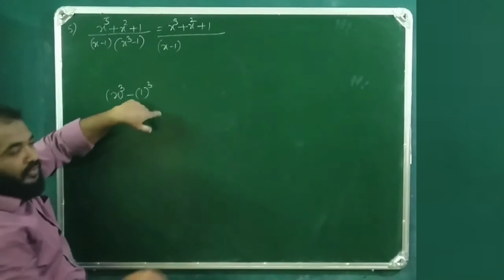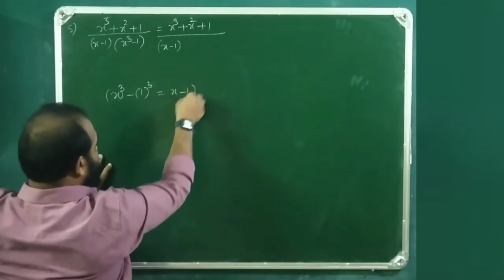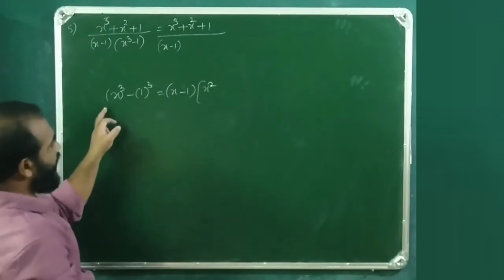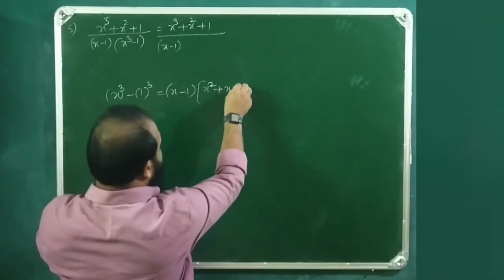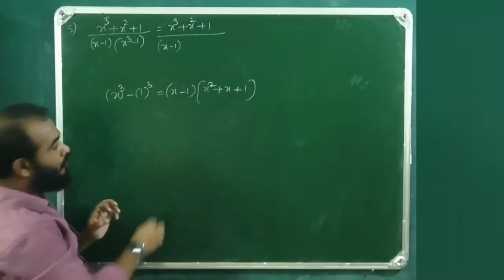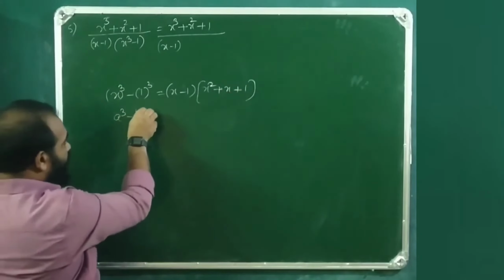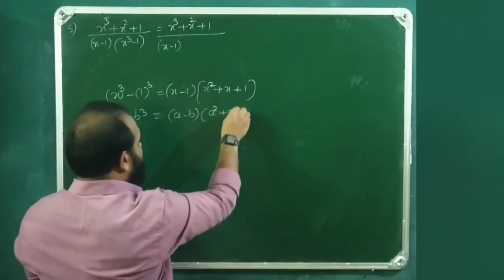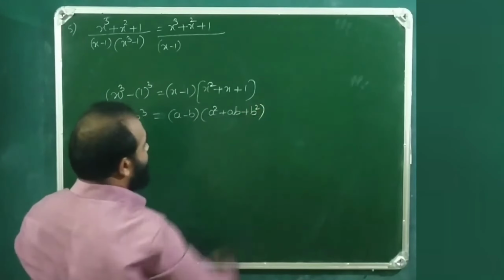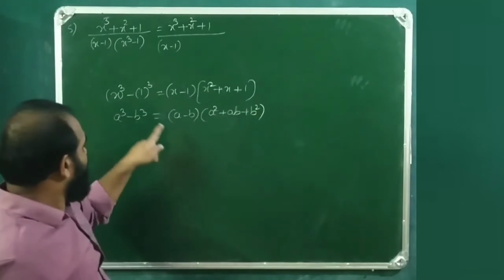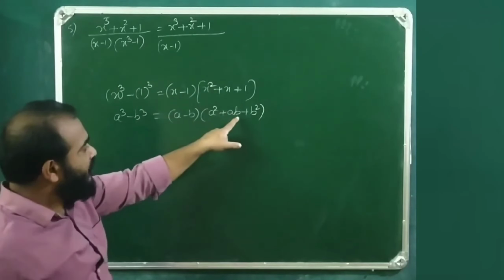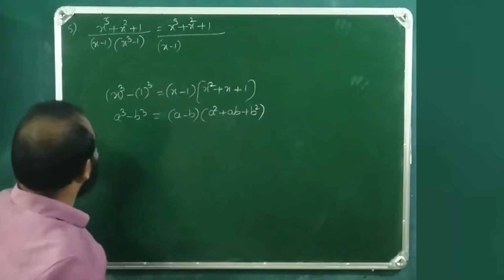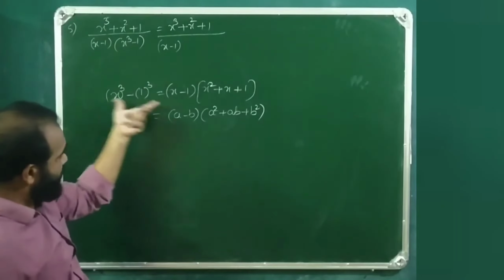So a cube minus b cube is (a minus b) into (a square plus ab plus b square). Because a cube minus b cube is a minus b into a square plus ab plus b square. So here a is equal to x, b is equal to 1. So this is what we will get. So therefore this x cube minus 1 is this.